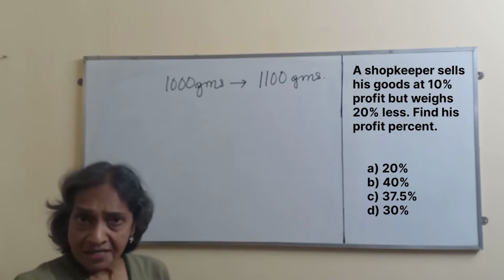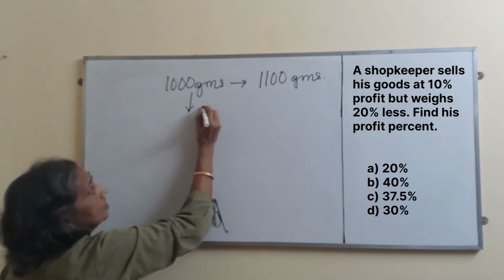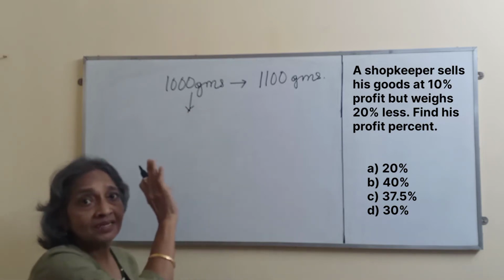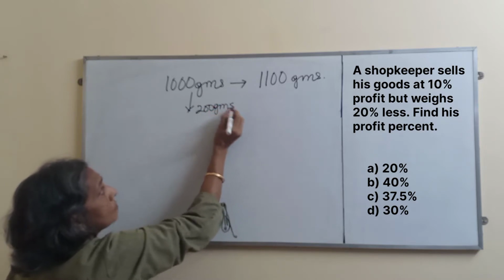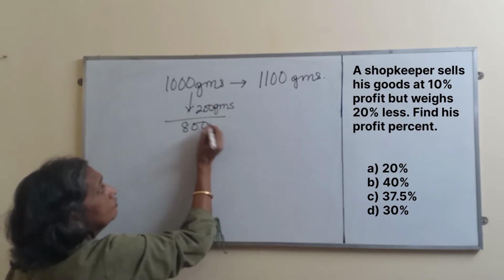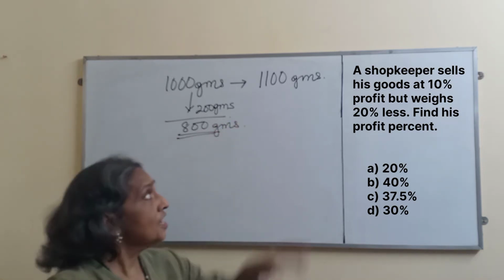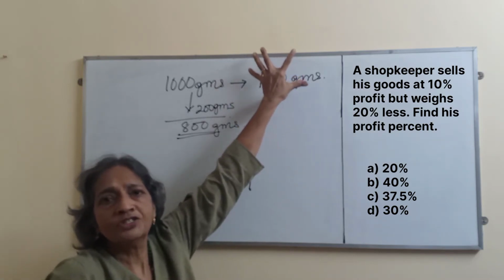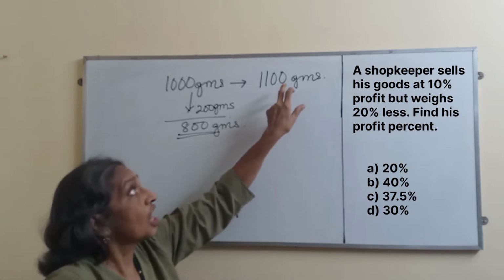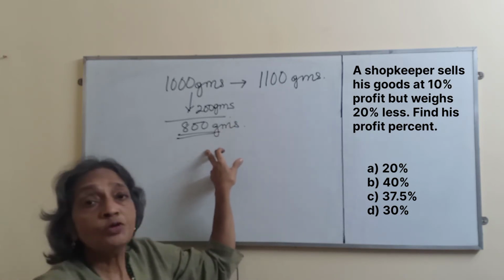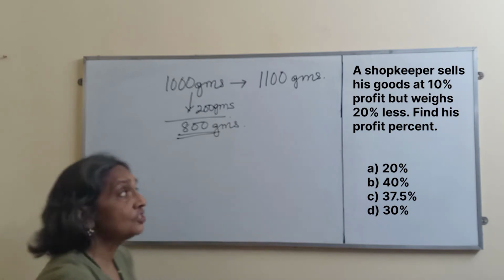He weighs 20% less. That means he is going to give you 20% less, that means 200 grams less. So what he finally gives you is only 800 grams. Now he wants a profit, that means he is expecting this much, but he is giving you only 800. He is going to charge you for 1100 and he is giving you only something which is worth 800 rupees. So now how much is his profit here?